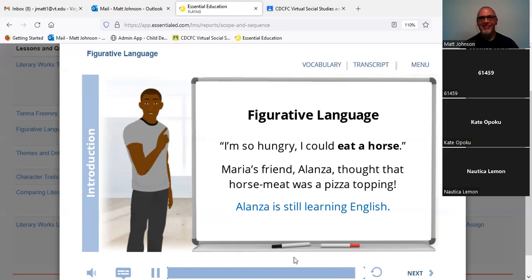So you ready to get started? We have a lot of figurative language to cover. All right, that just strikes me as funny, that idea. Can we get horse on half the pizza? Honestly, I think horse on pizza would be better than pineapple. I'd be willing to give it a try.